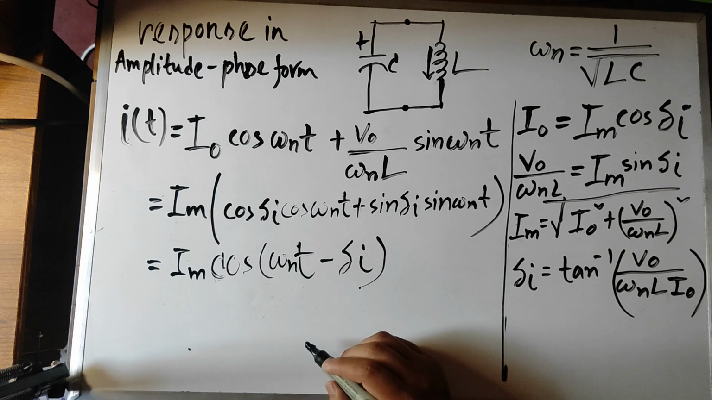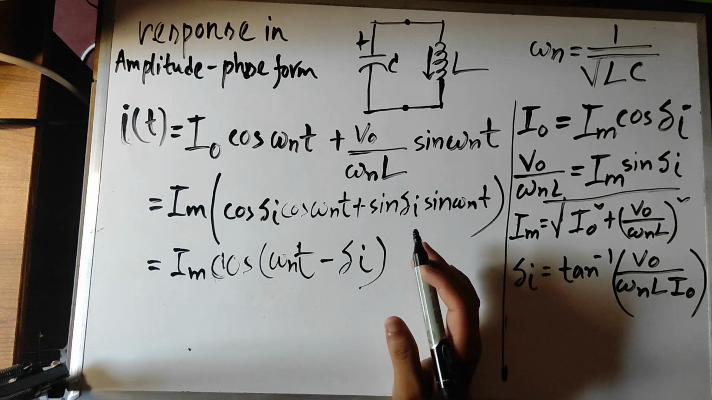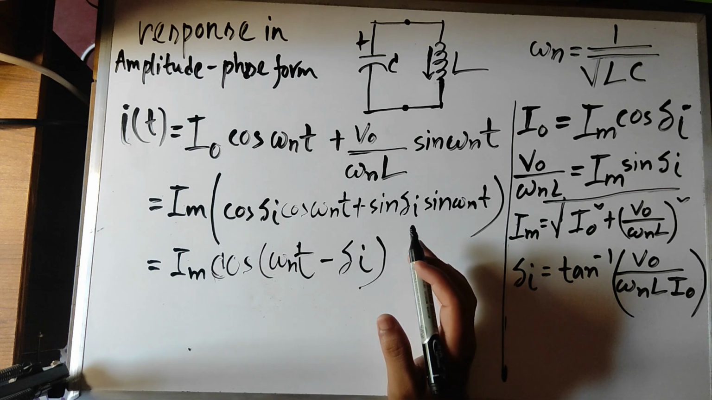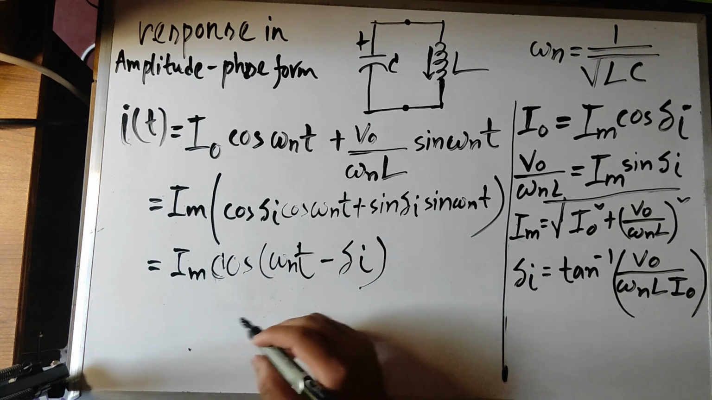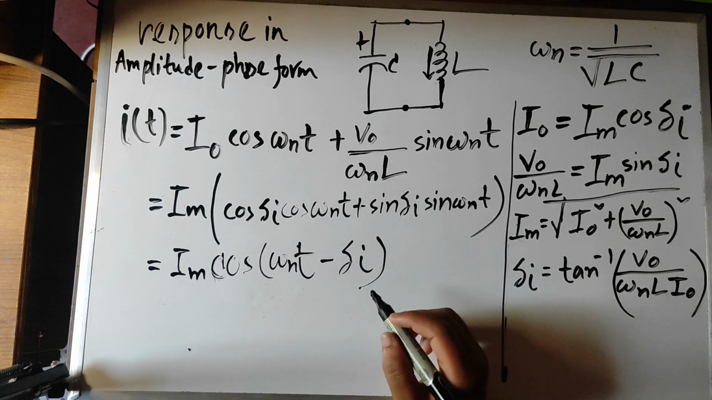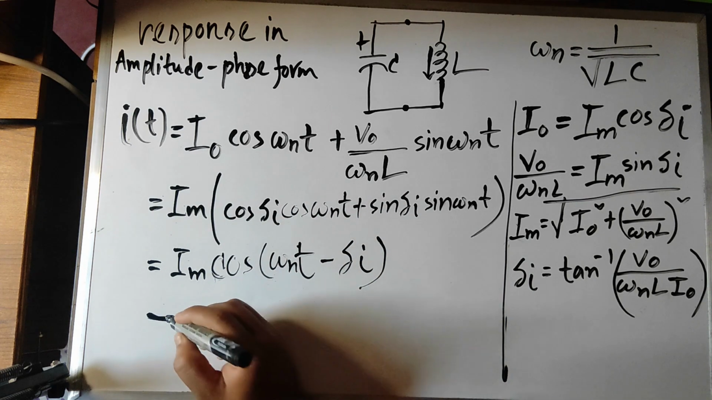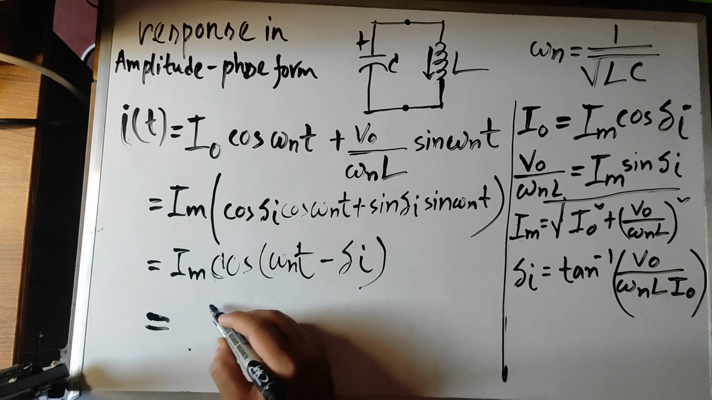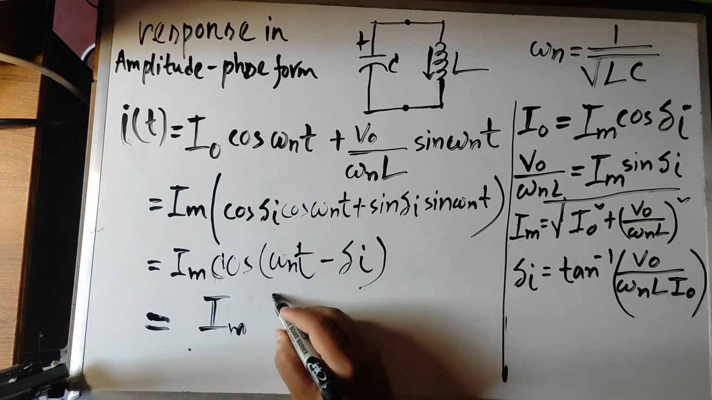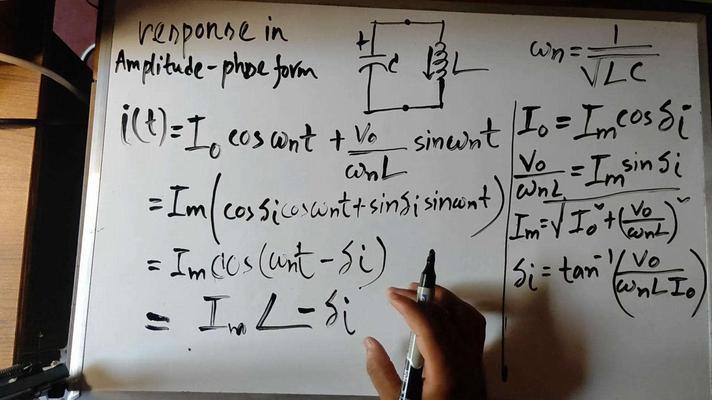If you know the trigonometric formulas for cos A cos B plus sin A sin B, you will understand this derivation. So this is the amplitude phase form for the current response. We can also write this in phasor form, where Im angle minus delta I. So this is the amplitude phase form.